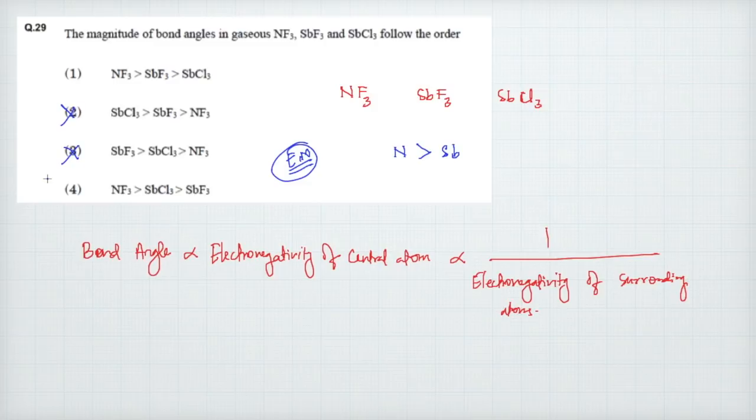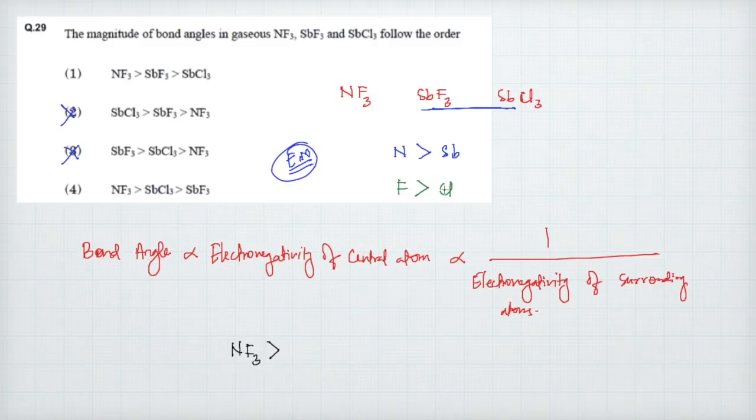Now looking at the other factor where your central atom is the same, you have to look at the electronegativity of the surrounding atoms. In that particular case, fluorine has more electronegativity than chlorine. So if electronegativity is more, the bond angle will be less, right? So what you can say is that the highest bond angle will be for NF3.